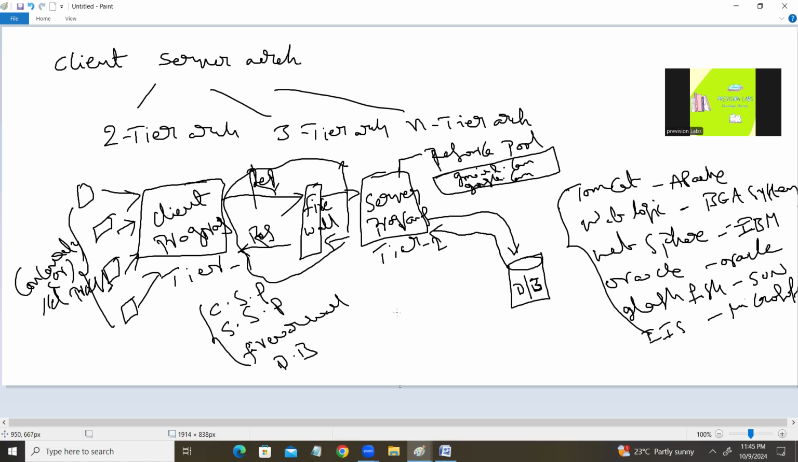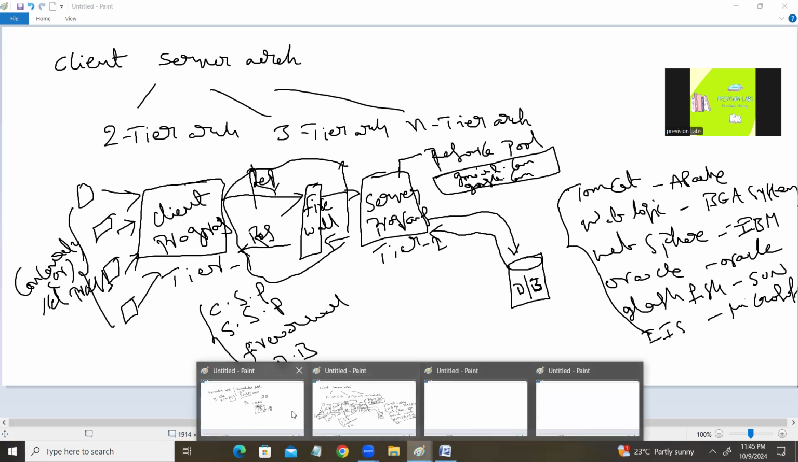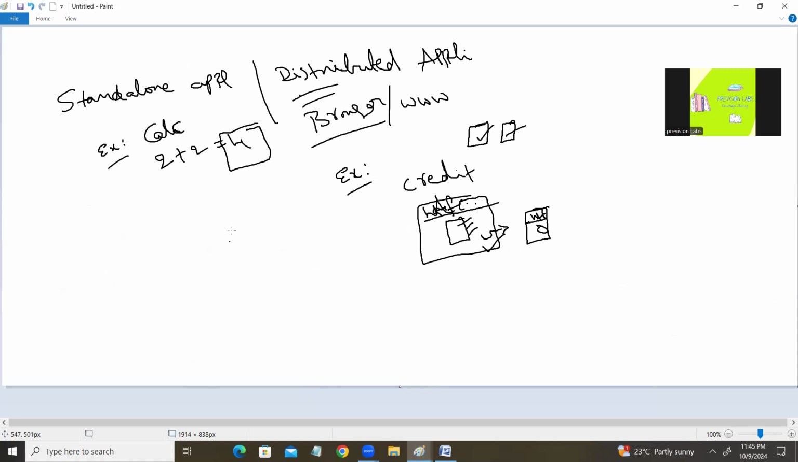So let's conclude this session. Quickly we'll recap what we have learned so far. We have two types of applications: standalone application and distributed application. A standalone application runs in the context of the local machine, and its results are shareable only within that machine. A distributed application runs in the context of a browser, and its results are shareable across the globe.